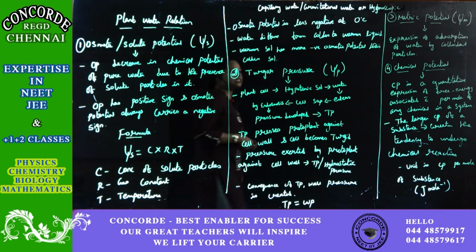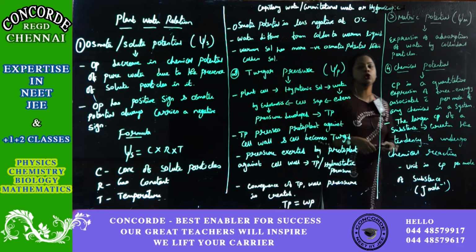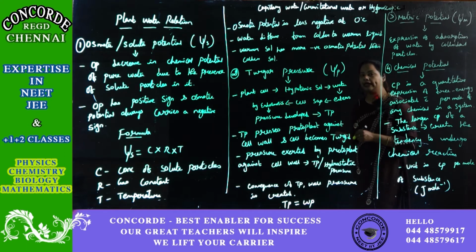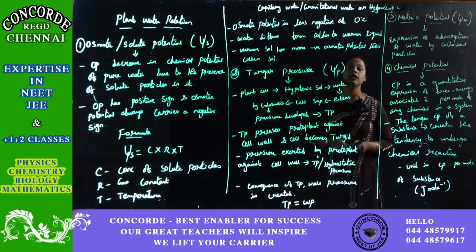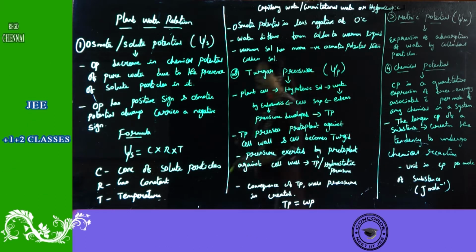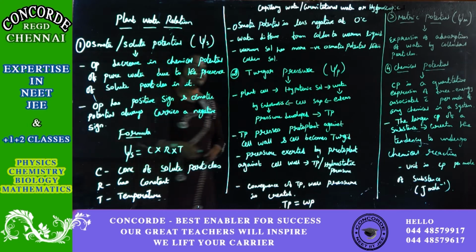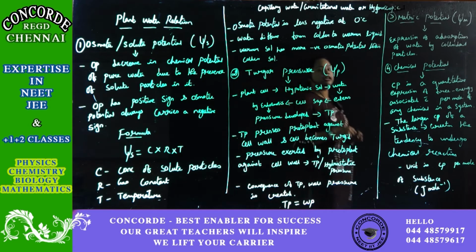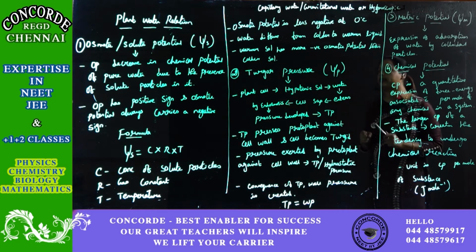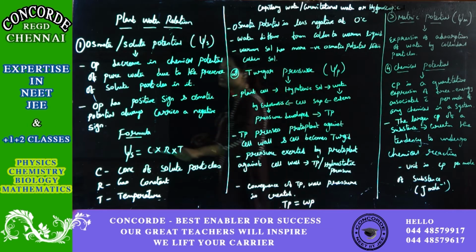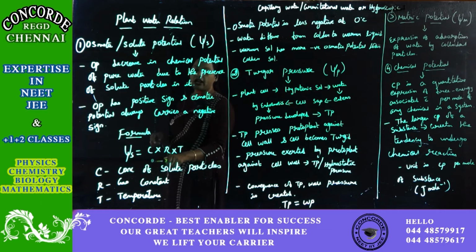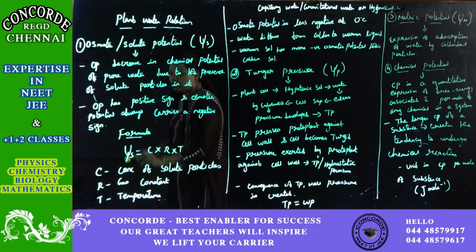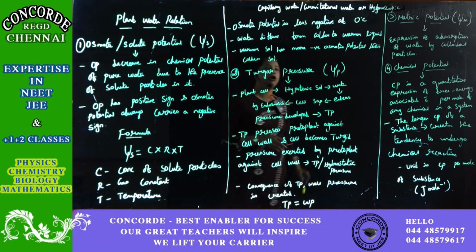Next is R. R denotes the gas constant. Usually, the gas constant is 0.083. Next, coming to temperature, temperature is a major factor in the osmotic potential. So the osmotic potential formula is C into R into T.